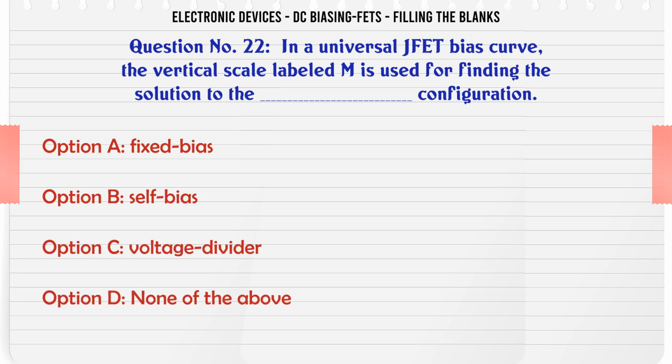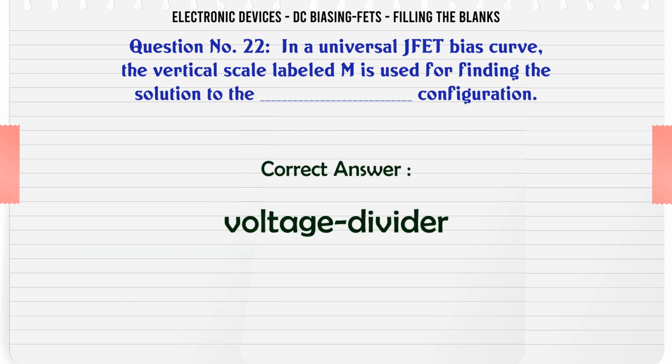In a universal JFET bias curve, the vertical scale labeled M is used for finding the solution to the configuration. A. Fixed bias. B. Self-bias. C. Voltage divider. D. None of the above. The correct answer is voltage divider.